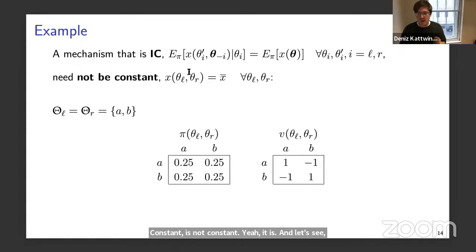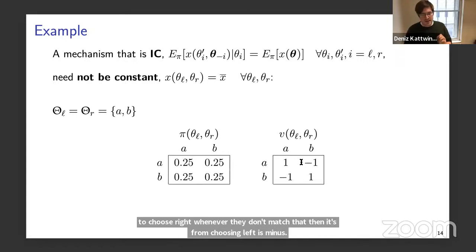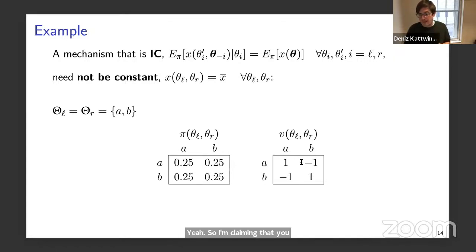Suppose that we have two types. They are independently distributed and equally likely for both players, A and B. And suppose that the principal wants to choose left whenever the types match. His utility from doing that is 1, and he wants to choose right whenever they don't match. Then his utility from choosing left is negative. I'm claiming that you can get the first best here. And what is the first best? The first best is to choose left whenever the types match.